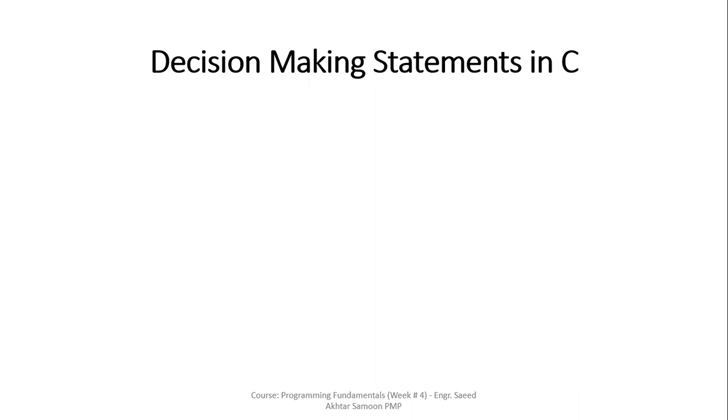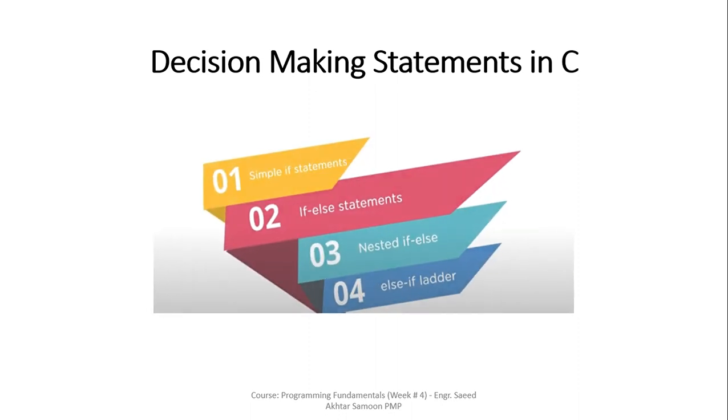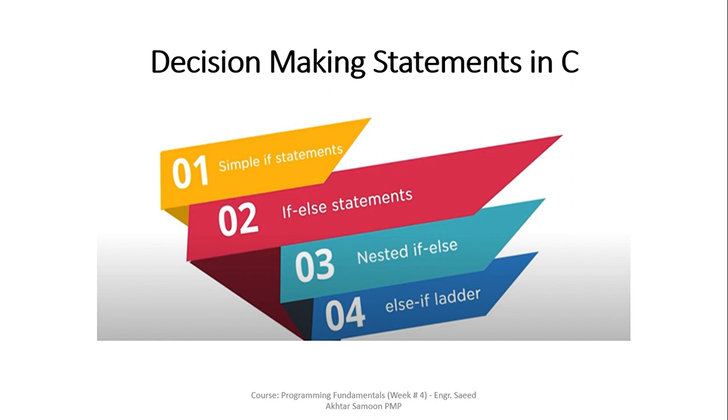There are actually four types of decision making statements in C: simple if statements, if else statements, nested if else statements, and else if ladder. Now actually all of these are self-explanatory. Their names actually tell us the function which they are carrying out. For example, simple if statement has only one if statement. If this condition is true, then follow this path.